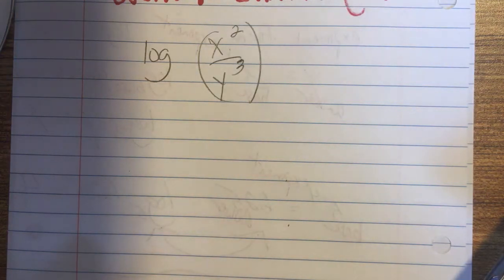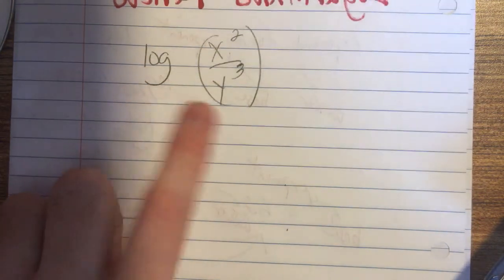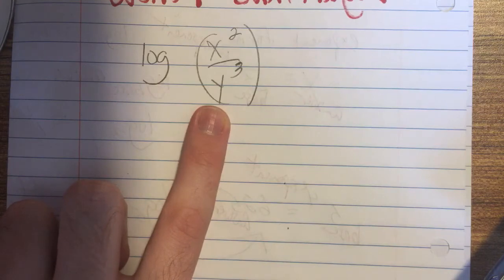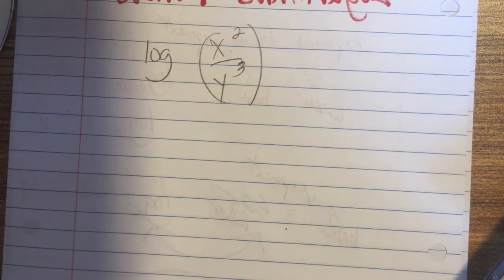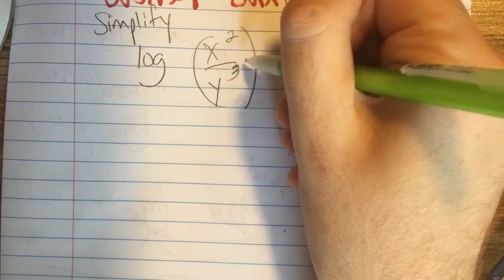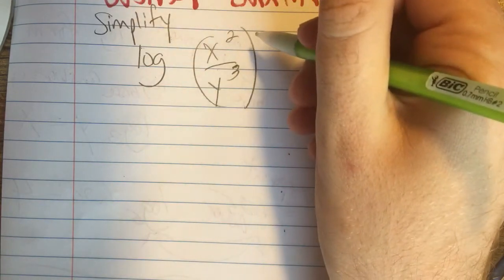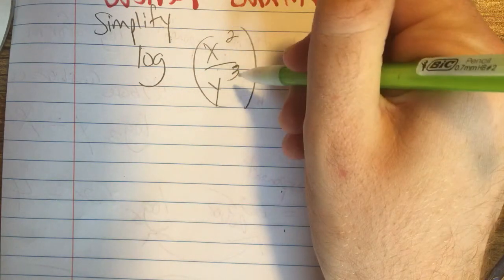I'd also like to review the quotient rule, which is utilized in addition to the power rule in this question, where you are trying to simplify the log of x squared over y cubed. Since it's a fraction, we're utilizing the quotient rule, and also we have powers.